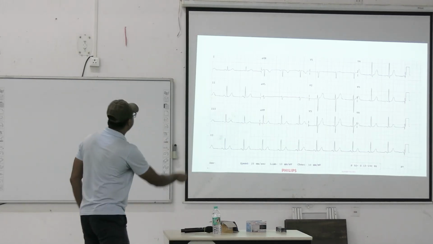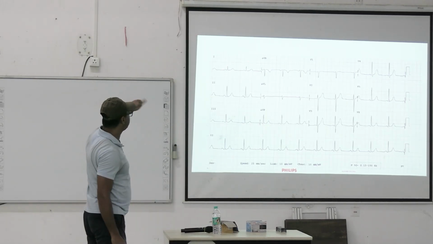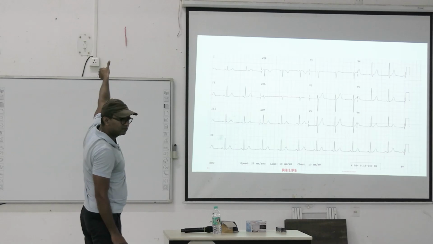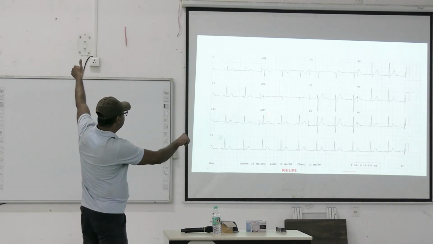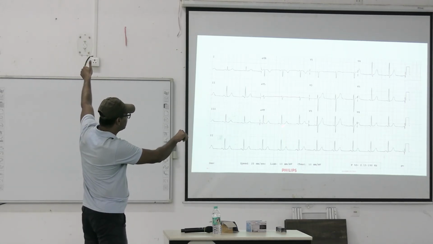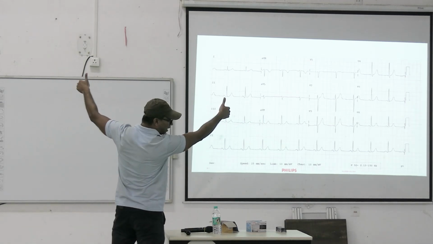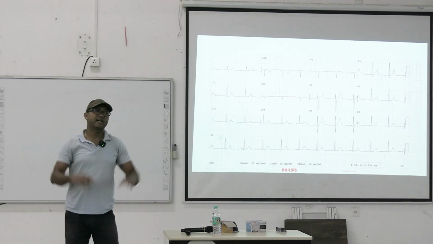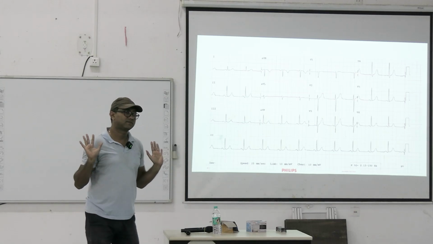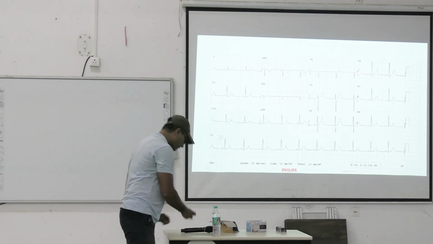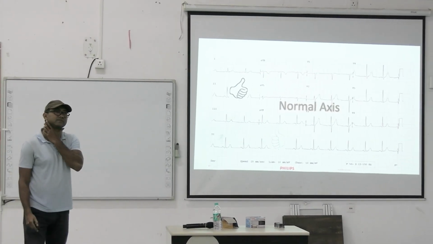So lead 1 QRS complex is upward, so left thumb up, clear. Lead AVF QRS complex is predominantly upward, so right thumb is also up. Both thumbs up, axis is normal, right, clear.